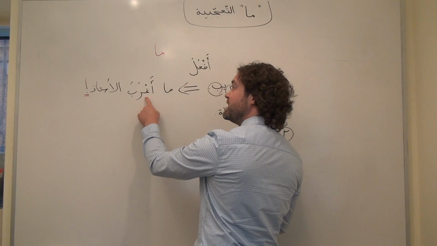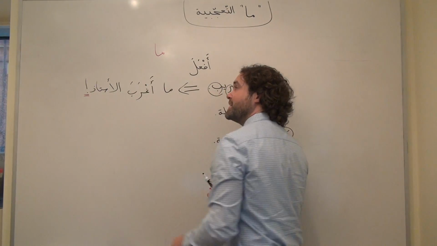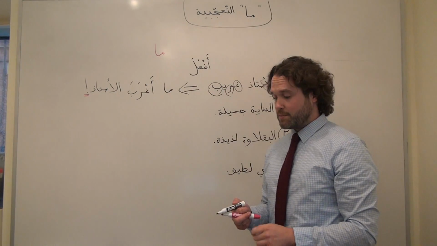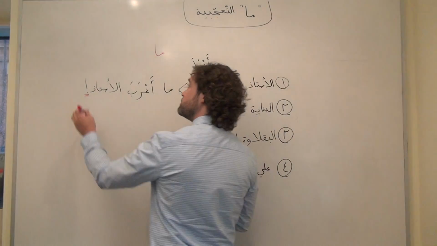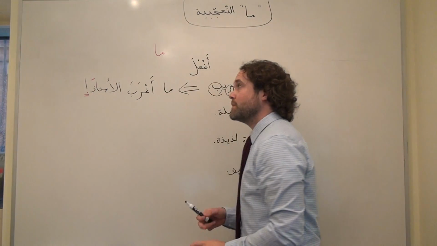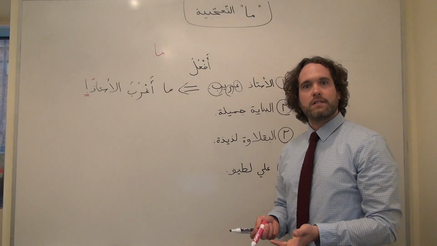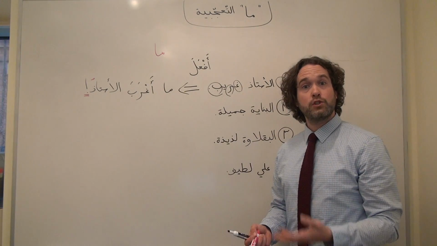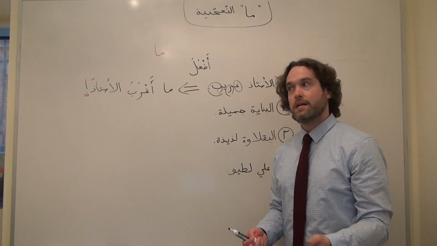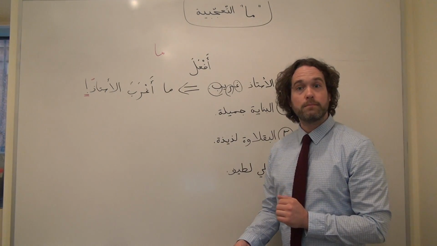Finally, because this is a verb, its object is going to be mansoob, in this case with a fatha. So if we are reading a fully vocalized text aloud, or if you're preparing something to be spoken aloud in a very formal context, that will be important to remember.